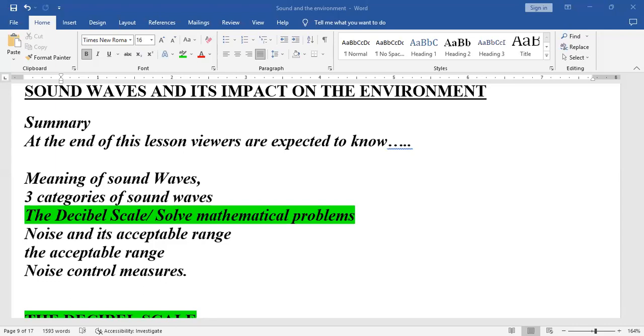Today we shall be talking about the decibel scale, and we are also going to solve mathematical problems on the decibel scale.